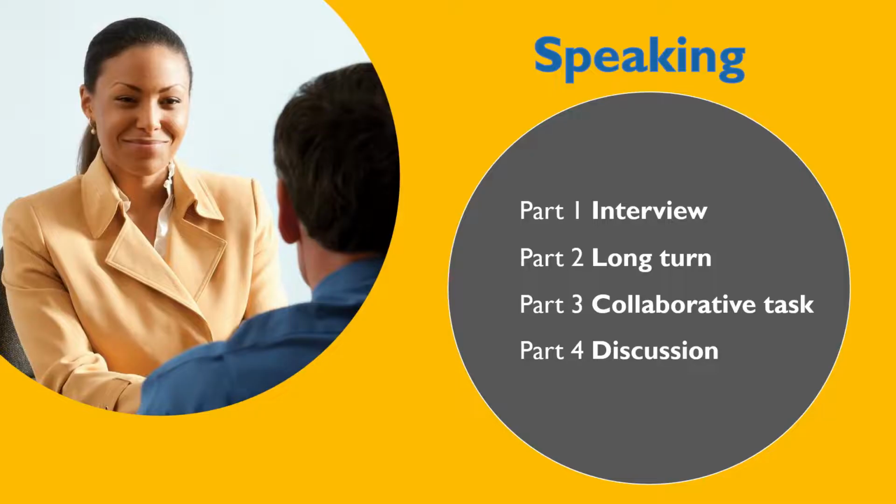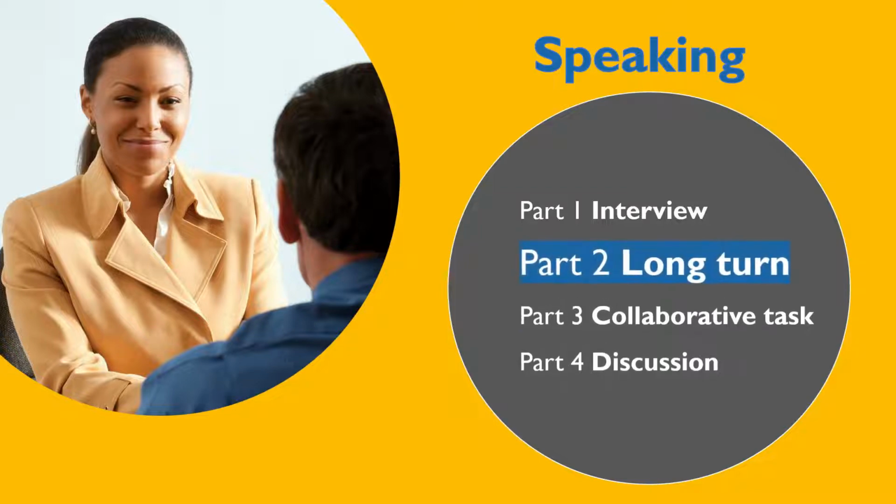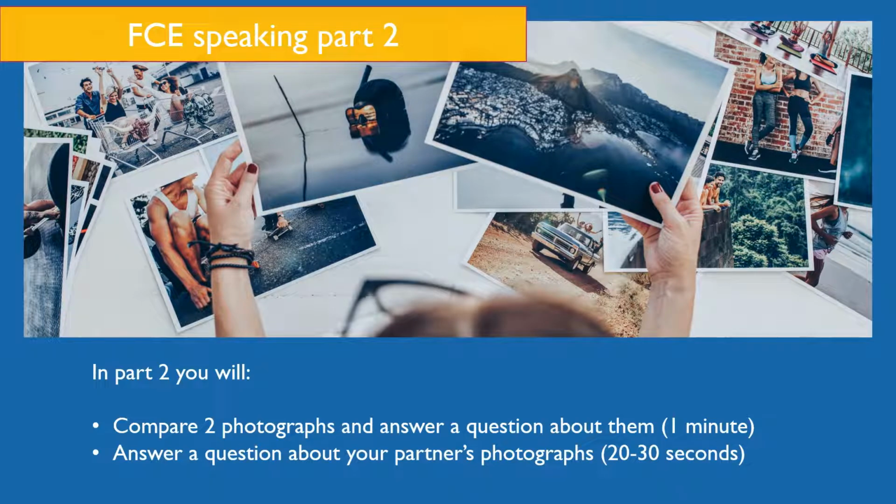As we went over in the last video, there are 4 parts in the FCE speaking test, which all assess different speaking skills. In this video, we're going to take a closer look at part 2, or the long turn. So in FCE speaking part 2, you will compare 2 photographs and answer a question about them, and this takes about 1 minute. Then you'll answer a question about your partner's photographs, and this response should be between 20 and 30 seconds.